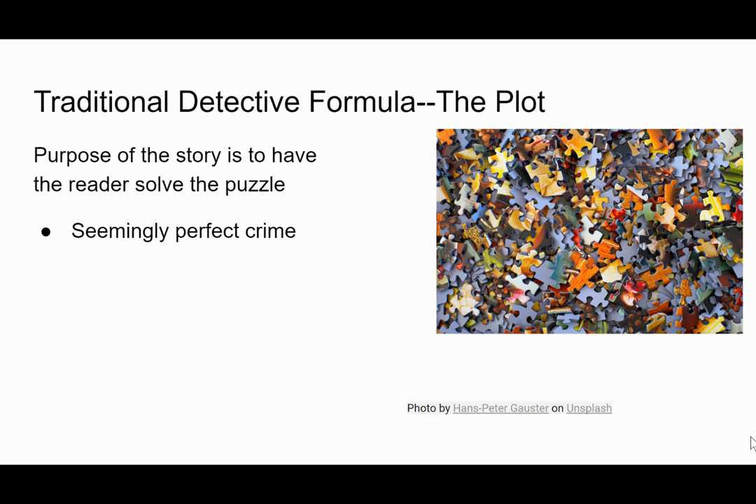It was a seemingly perfect crime. The murder happened in a room that was locked from the inside. There was no way in, there was no way out. How can we figure out who did it when we can't even figure out how it was done? We need both. The clues are presented early.